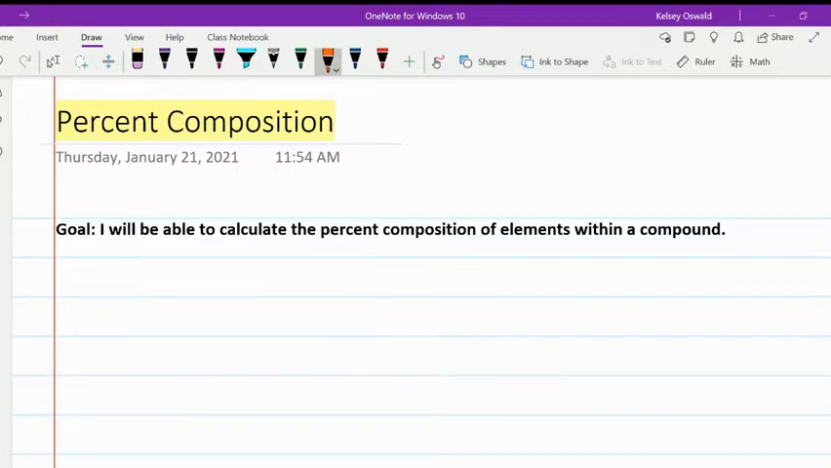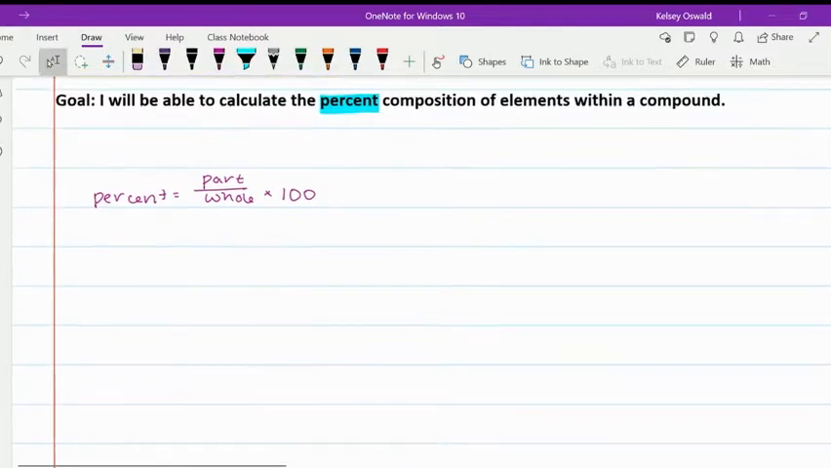Okay, so our goal for the day is that we will be able to calculate the percent composition of elements within a compound. So this word percent is probably pretty familiar to you guys from your math classes or in previous courses. So we know when we want to calculate a percent, what we typically do is we take our part divided by the whole and then multiply it by 100. Okay, so we are comparing one part of our sample with how much we have in total.